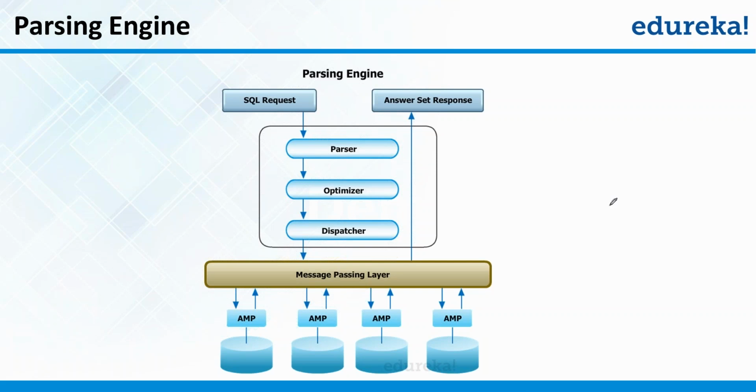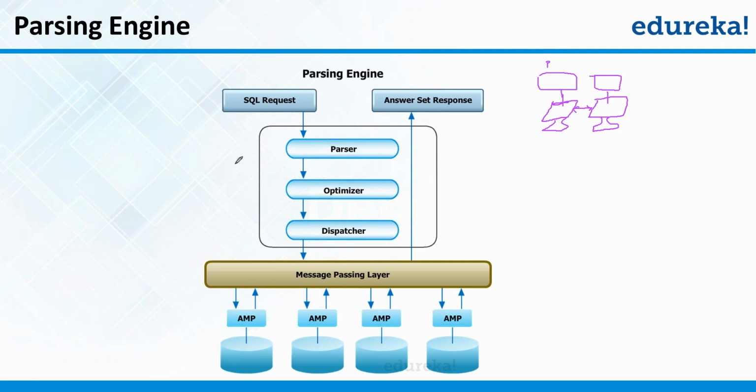Let me go back to the diagram here. Let me first draw something like this. If I have a laptop here and I have another laptop here, so just two nodes, for example. Now these are connected using a physical layer, which I can say is the BYNET.